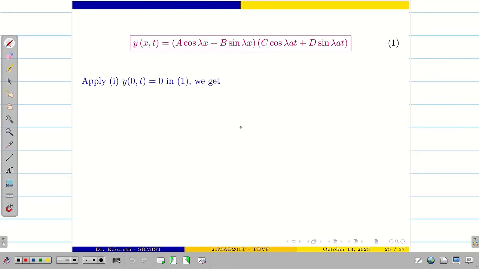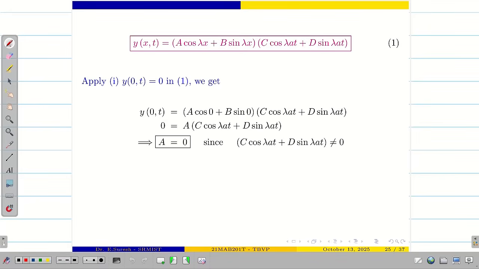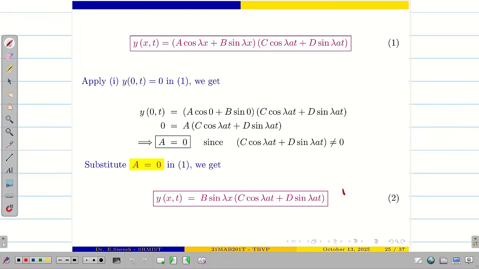So let us take equation 1 and apply boundary condition 1 in it. When you apply this, cos 0 is 1, sin 0 is 0, and then it is very clear that c into cos lambda at plus d into sin lambda at cannot be 0. If this is 0, the whole term is 0. So the only option here is a is 0. As usual, I said apply and substitute. Substitute a equal to 0 in 1. We get a new equation. Now take this as 2 and apply boundary condition 2 in 2 and we can find something new.